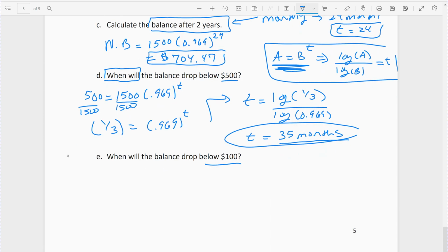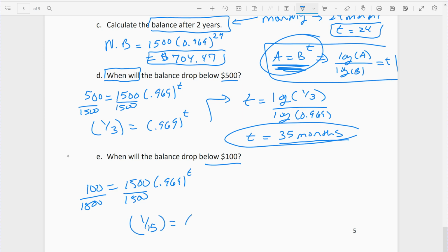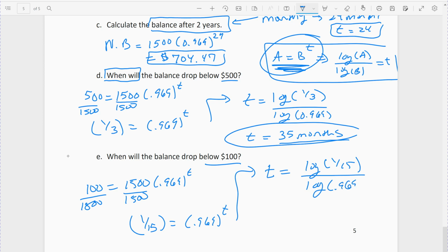All right, well, when will we only owe $100? So same question. So 100 equals our 1,500 times 0.969 raised to the t. So first thing I have to do is get it in this form. So divide out the 1,500, which simplifies to 1/15. So leave it exactly 1/15 equals the 0.969 raised to the t, which means when I solve it, t is the log of 1/15 divided by the log of 0.969.